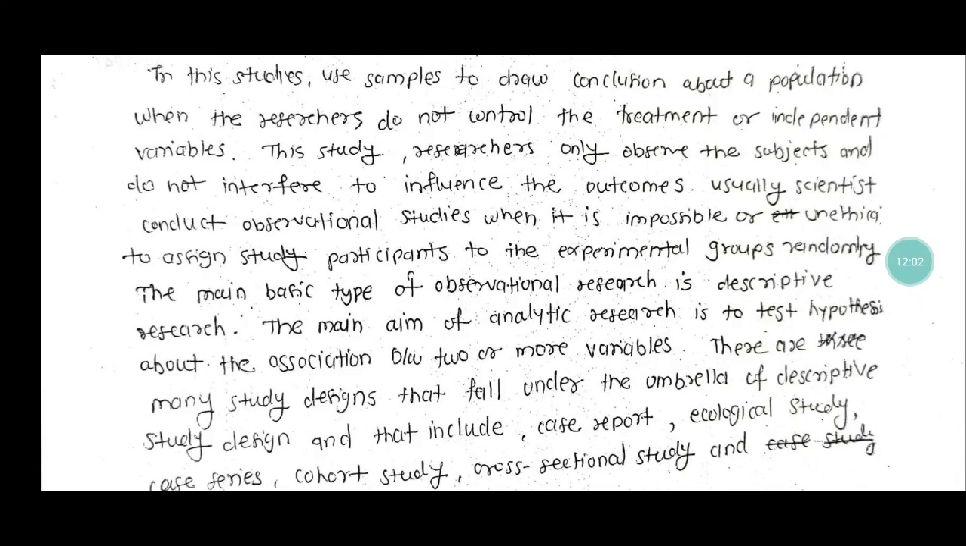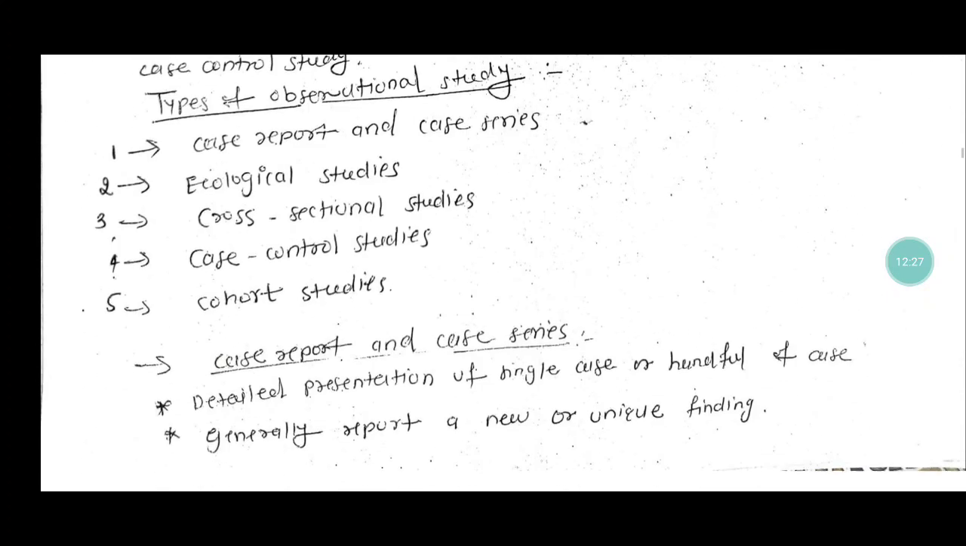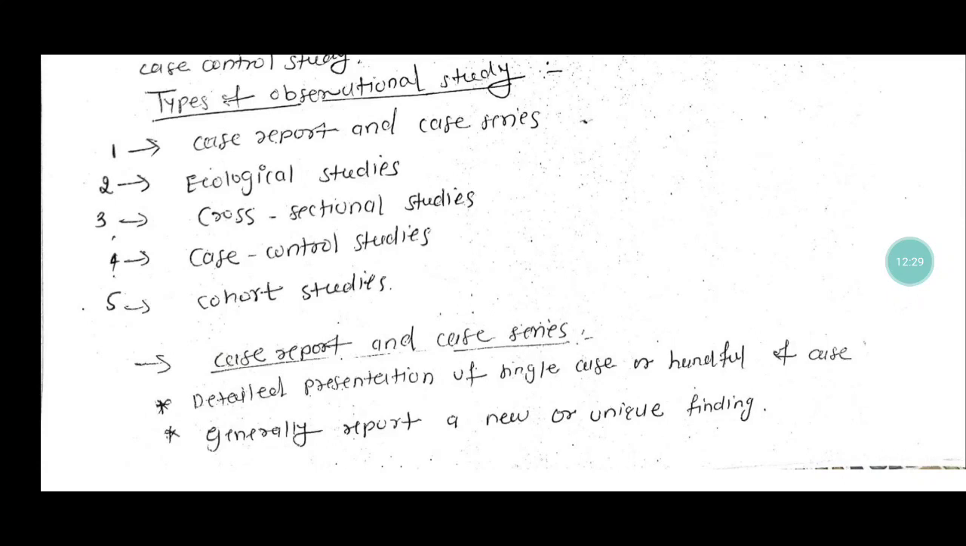So there are many study designs that fall under the umbrella of descriptive study design, and that includes the case report, ecological studies, case series, cohort studies, cross-sectional study, as well as case control studies. So the types of observational studies are case report and case series, ecological studies, cross-sectional, case control and cohort studies, where number 1 is case report and case series.